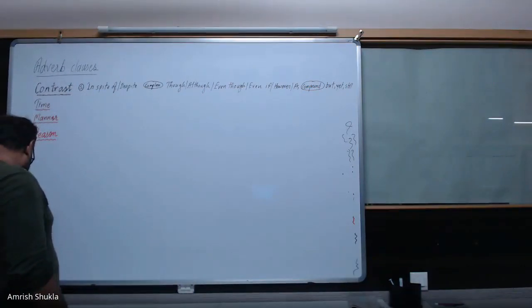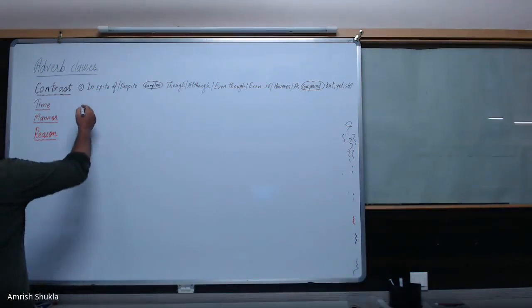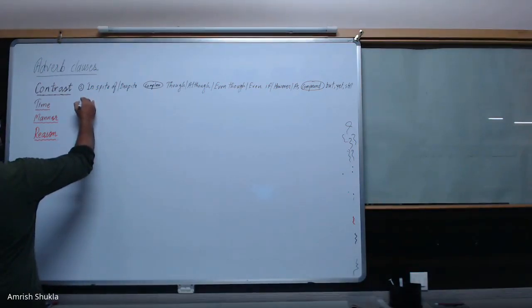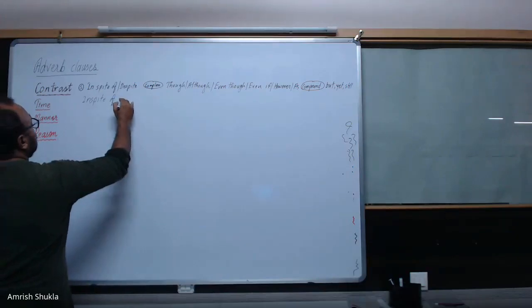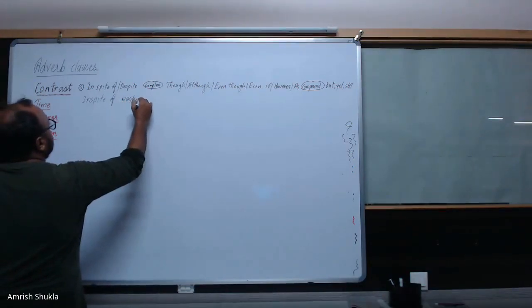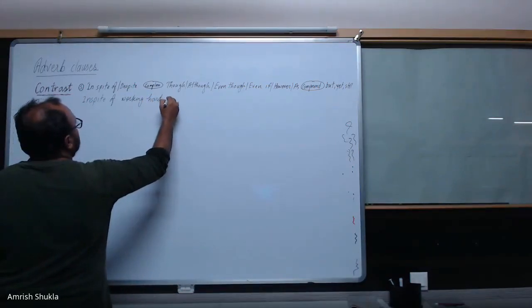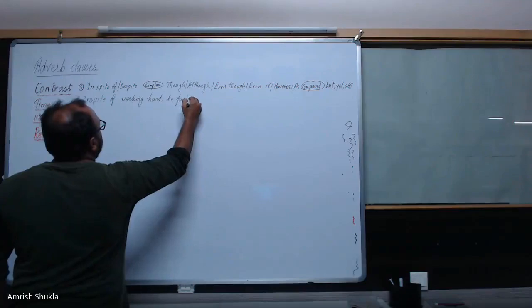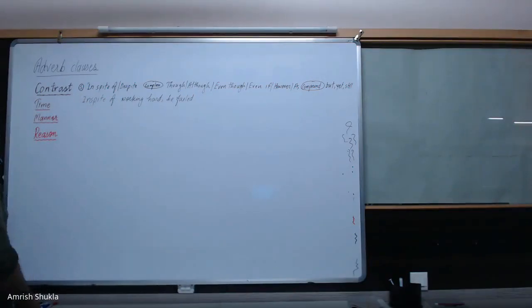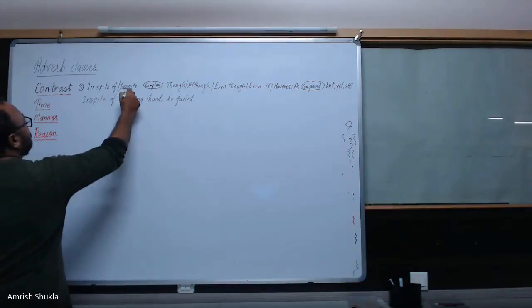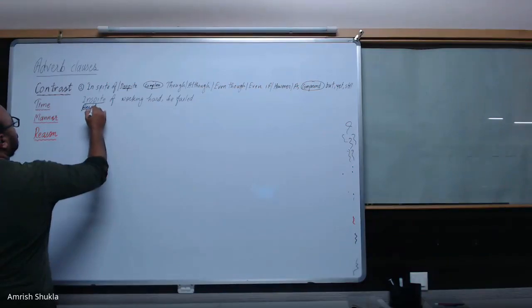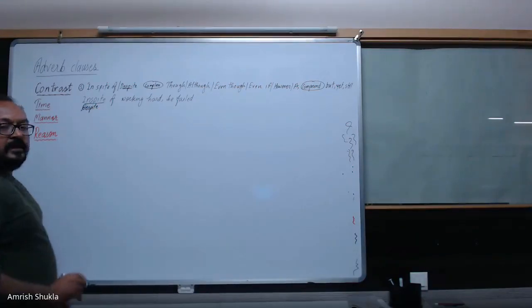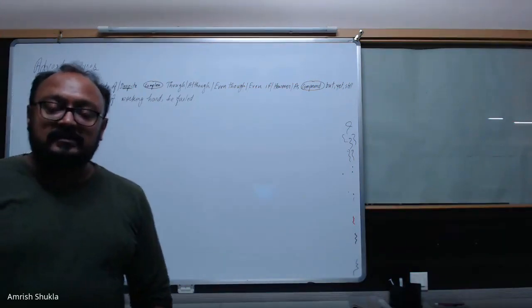Now, let us write one sentence using all these words. In spite of working hard, he failed. Then, in spite of is equal to despite. So, we are not writing another sentence for that. In spite of is equal to despite. But despite is not followed by of. In spite of working hard or despite working hard.